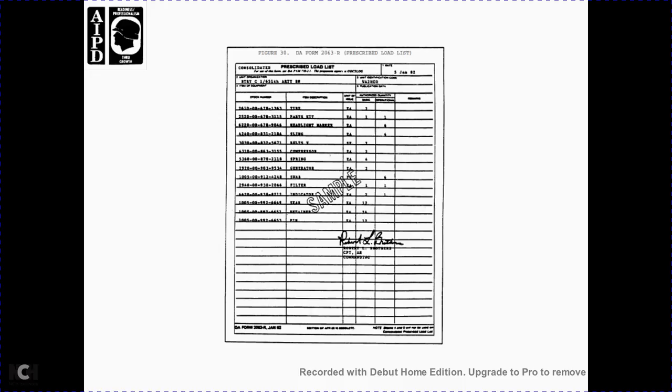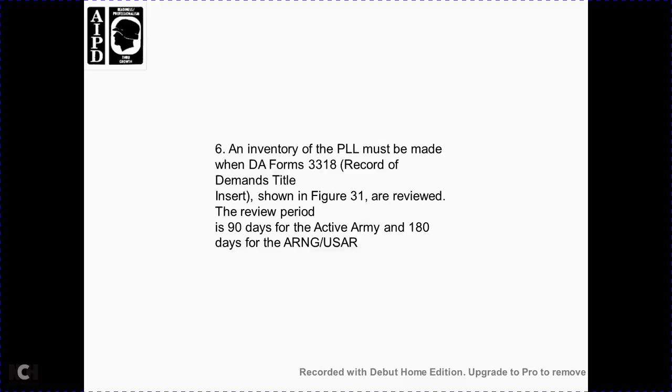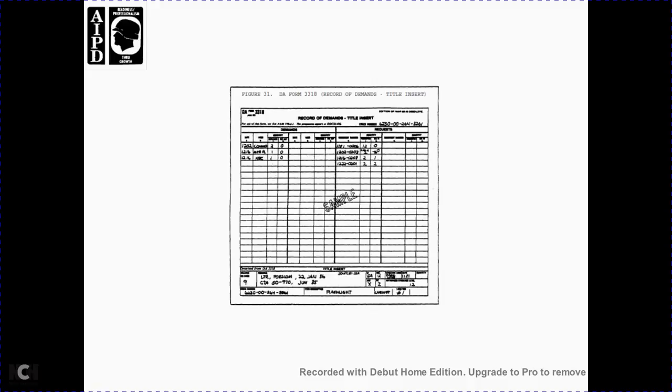DA Form 2063 Prescribed Load List. Inventory of the prescribed load list must be made on the DA Form 3318, recording the demands of the title insert shown in Figure 31, with a review period of 90 days for the active Army and 100 days for the Army National Guard and U.S. Army Reserve. DA Form 3318, Record of Demands and Title Inserts.